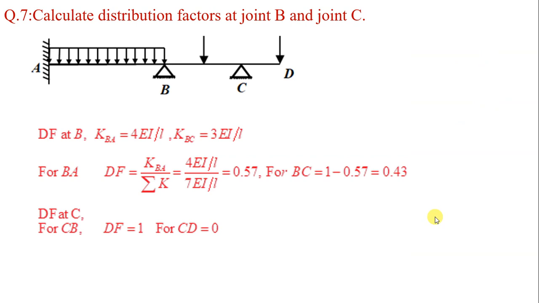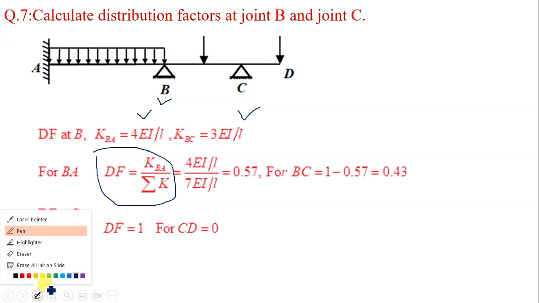Seventh question. Calculate distribution factors at joint B and joint C. So distribution factor, we know this is the formula for distribution factor, stiffness upon summation K. So distribution factor at B two members are connected, BA and BC. So stiffness for BA, far end is fixed, 4EI upon L. Stiffness for BC, far end is simple or overhanging, 3EI upon L.